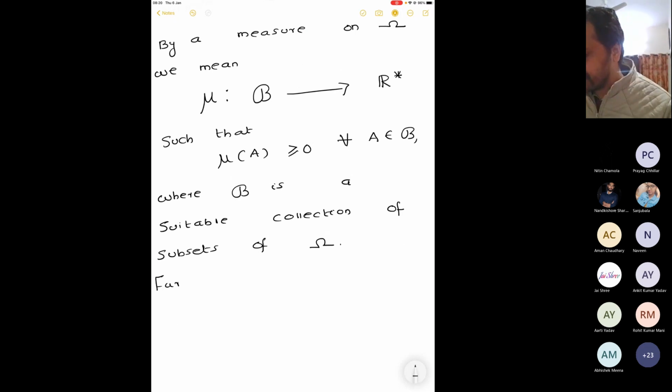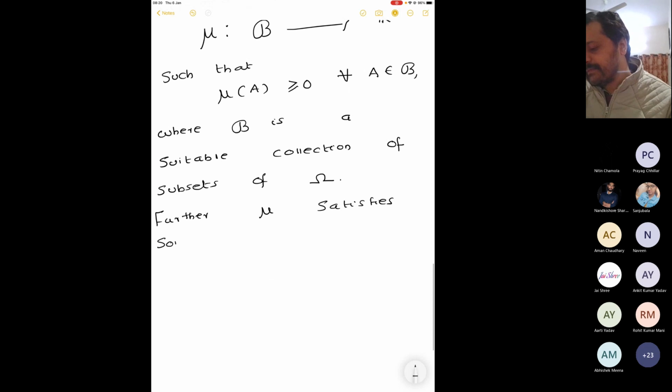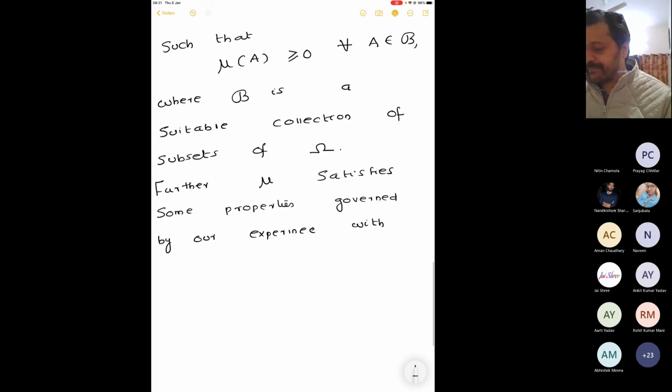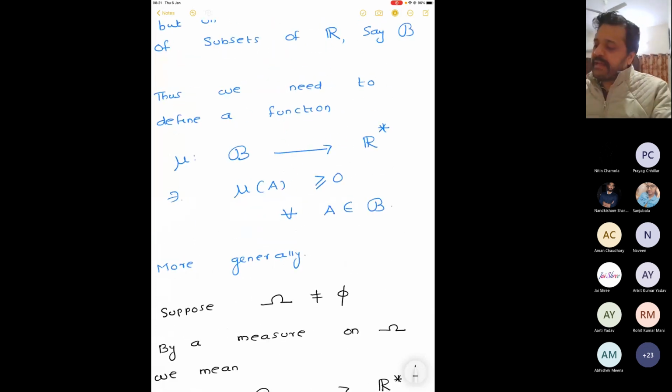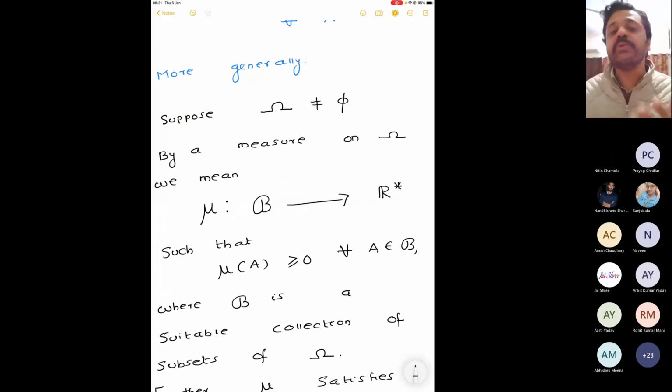Further, mu satisfies some principles or rules or axioms or properties, and these properties are governed or dictated by our experience with standard measure. So we have not done anything new today so far. Instead of working with R, we have slightly generalized into omega.